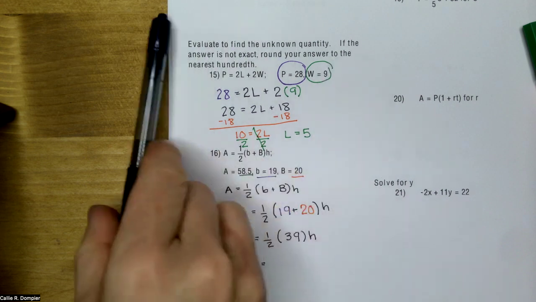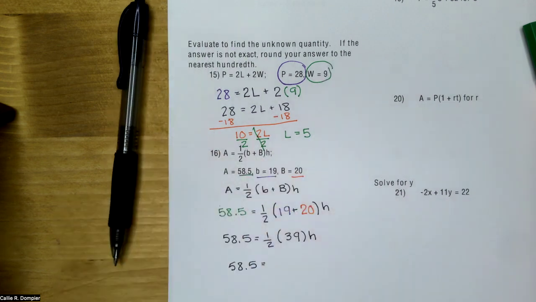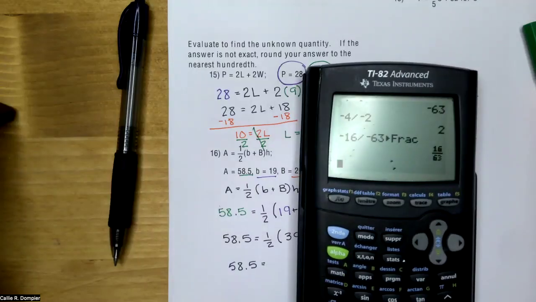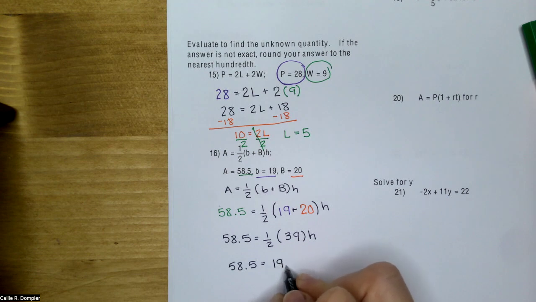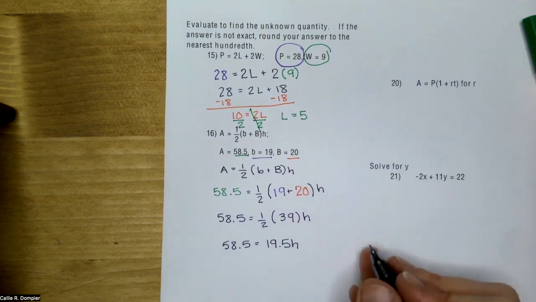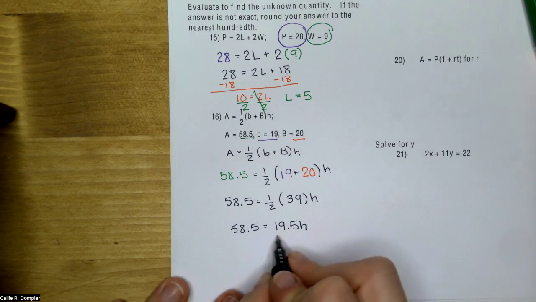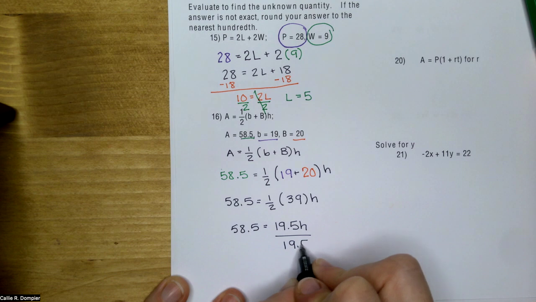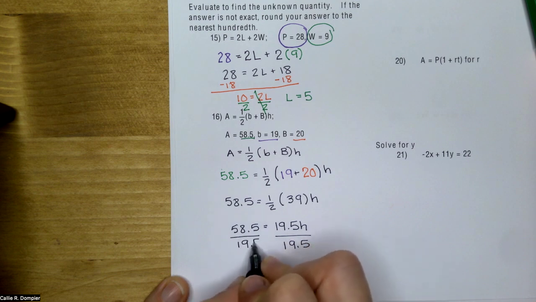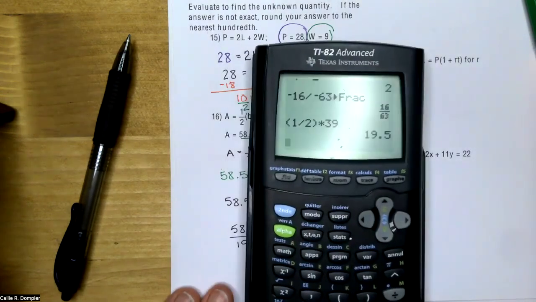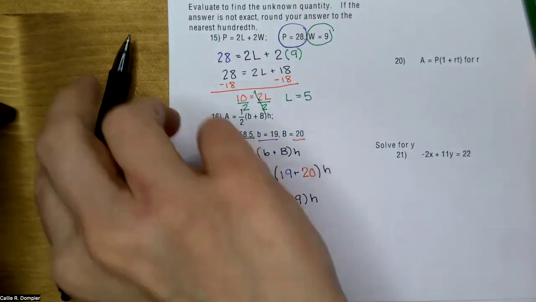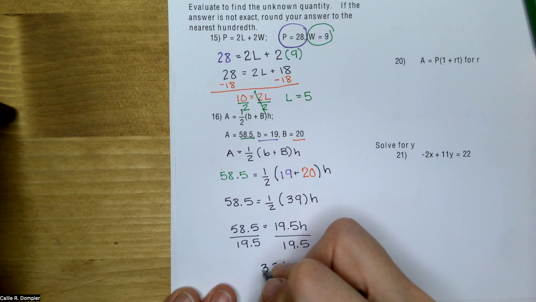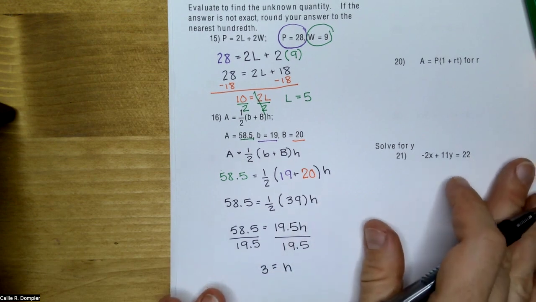58.5 is equal to, what's 1/2 of 39? 19.5. We're not done yet. We still need to solve for H. H is being multiplied by 19.5, so we'll divide it by 19.5. 58.5 divided by 19.5 is 3. So H equals 3 for number 16. Good.